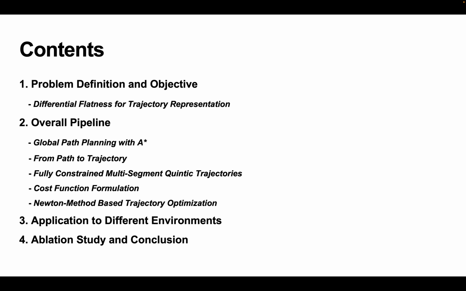Here is the structure of this presentation. First, we define the problem and explain why differential flatness is useful for quadrotor trajectory generation. Then we introduce the overall planning strategy from A-star path search to quintic trajectory generation and Newton-based optimization. Finally, we show applications to different environments followed by an ablation study and conclusion.